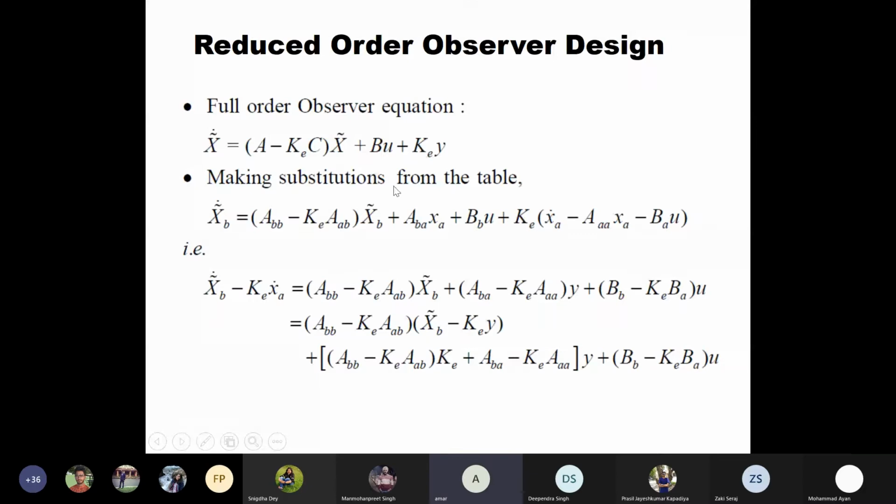Okay. Let me continue. So now I substitute the equivalent state equation for the reduced order observer.